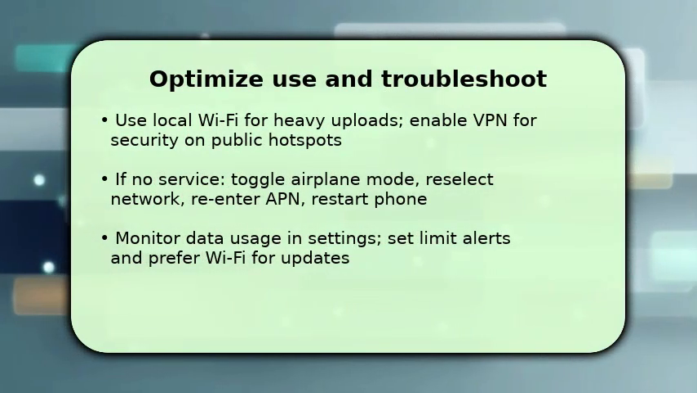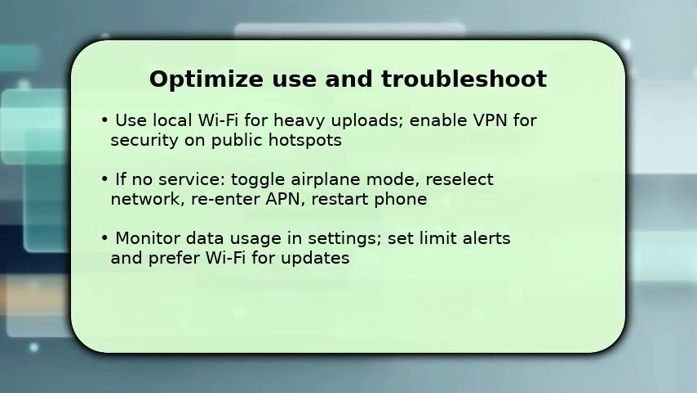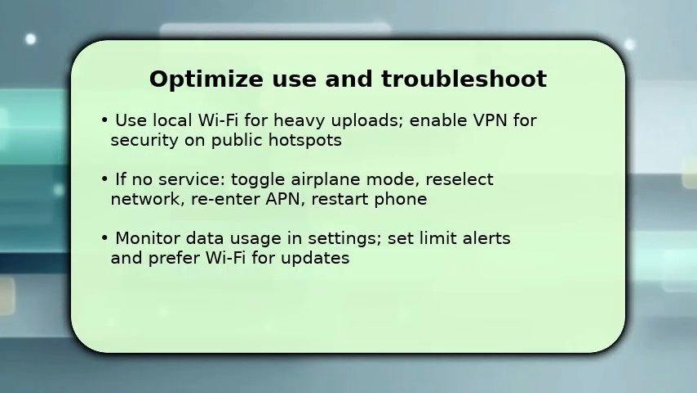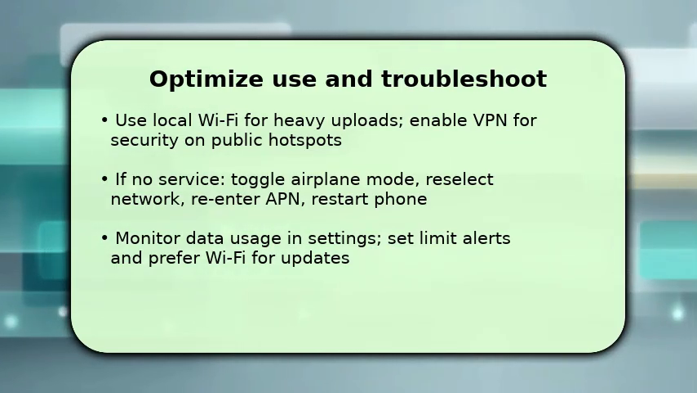Finally, you optimize daily use. Offload large backups to Wi-Fi, enable a VPN on public hotspots for security, and set data limits to avoid surprise charges. If connection fails, try quick fixes in sequence. Toggle airplane mode, manually reselect the carrier, verify or re-enter APN settings, and restart your phone. These steps resolve most registration or authentication errors.